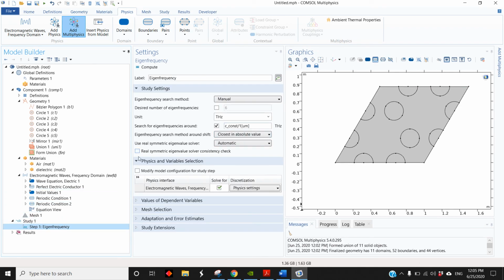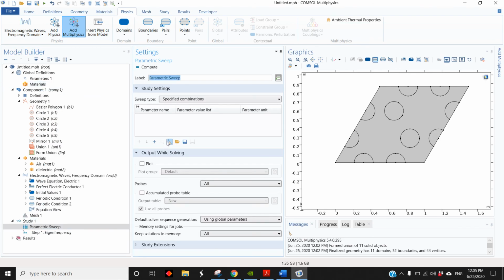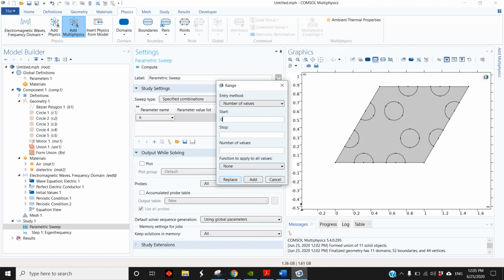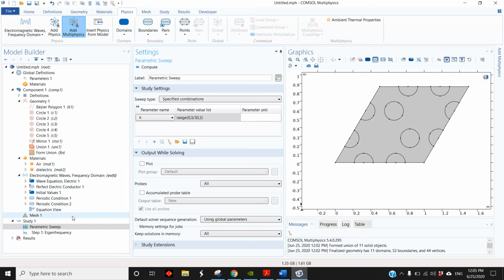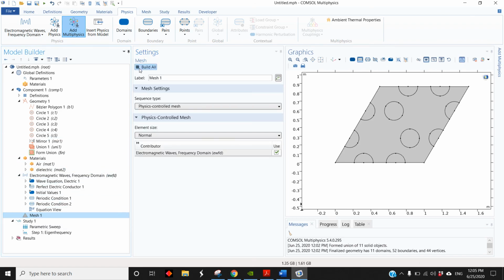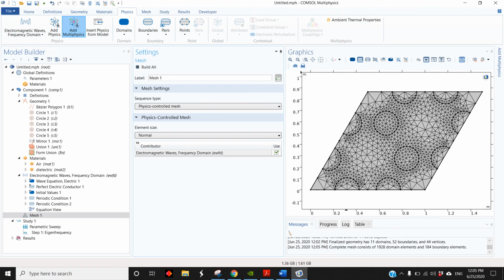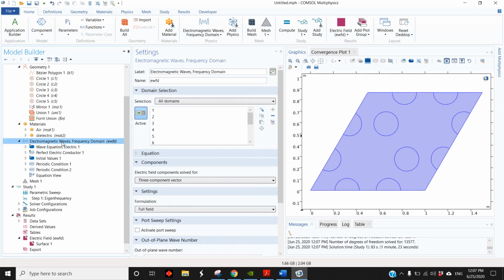And before creating the image, let's go to eigenfrequency and change this to Hertz and start searching for modes from 0 Hertz, and I need 5 modes. In the study, I need a parametric sweep for the small k from 0 to 3, and I need 31 points, for example. And go to the mesh and build all. This is quite good for this dielectric structure, so you don't need to make it extremely fine to solve for the out of plane wave vector.